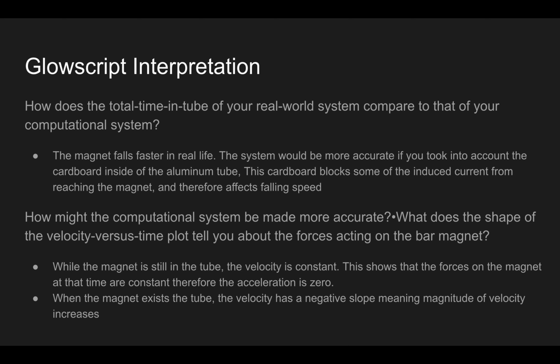The magnet would fall faster in real life, and the system would actually be more accurate if you took into account the cardboard as well, because it's going to block some of the current. The computational system might also be more accurate if I took into account the fact that while the magnet is still in the tube, the velocity is constant, so the forces on the magnet are constant and the acceleration is 0. And when the magnet exits the tube, the velocity is going to have a negative slope, meaning the magnitude of the velocity increases.